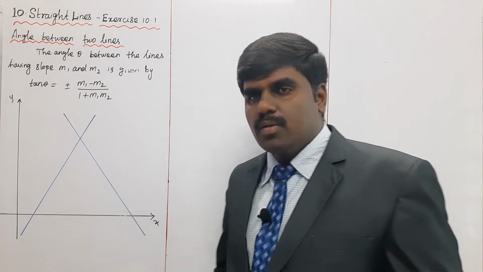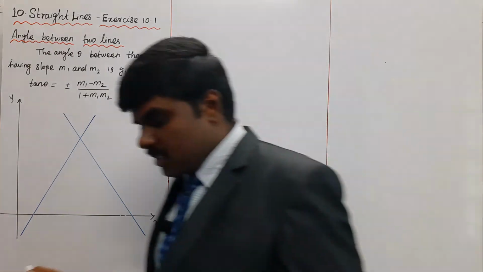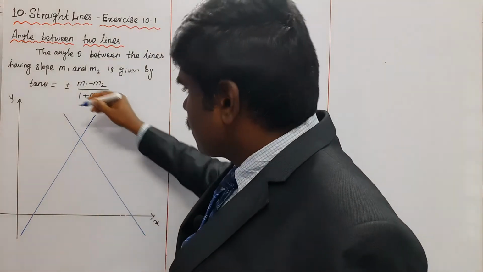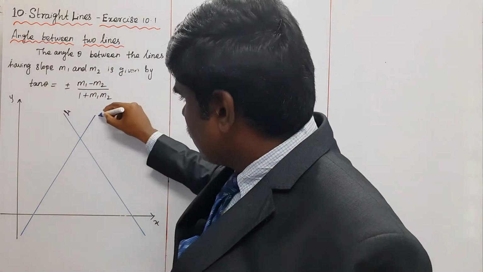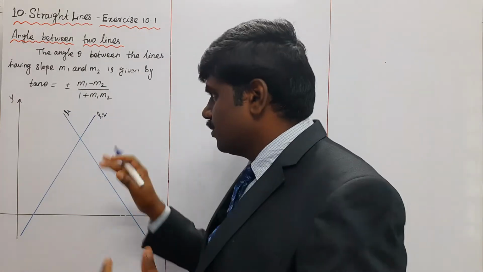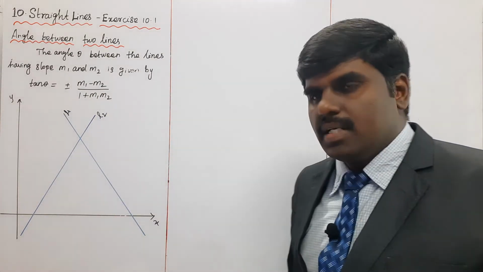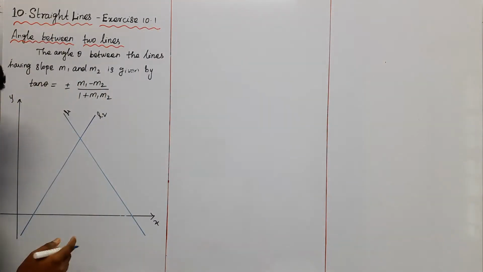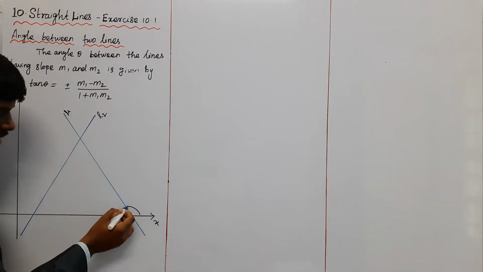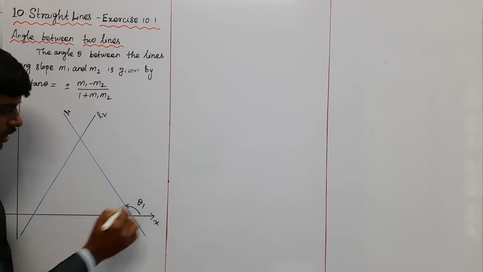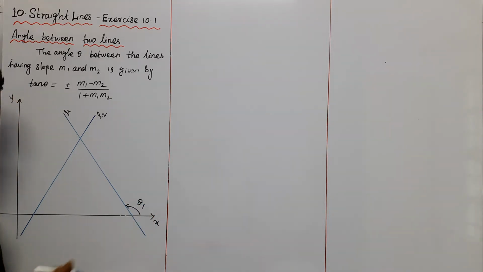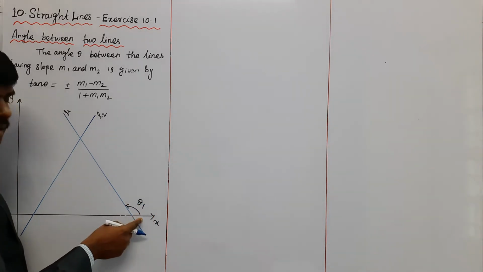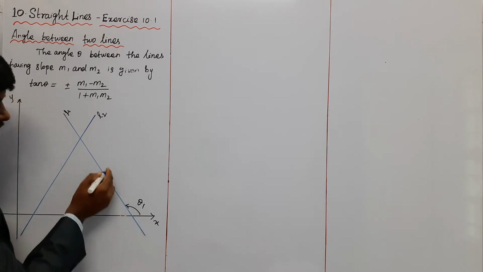That's clear. How do we prove it? In the same way, consider a line L1. Next I choose a line L2. The two lines intersect. The line L1 makes an angle with the positive direction of the x-axis, and that value is theta 1.